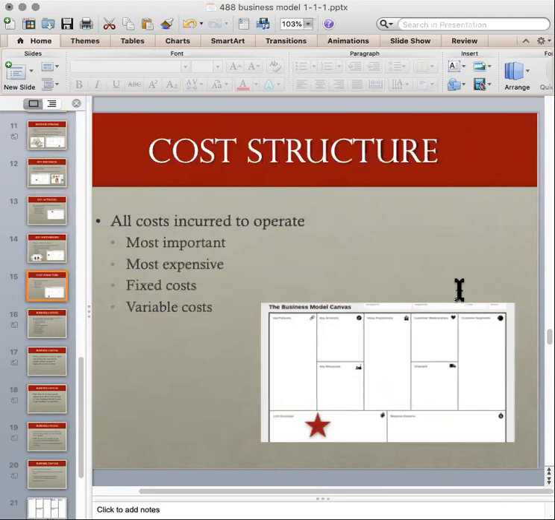The cost structure describes all costs incurred to operate a business model. Creating and delivering value, maintaining customer relationships, and generating revenue all incur costs. Such costs can be calculated relatively easily after defining the key resources, key activities, and key partnerships. Some business models are more cost-driven than others. That's up for you to decide. Just make sure you're considering the most important, most expensive, fixed, and variable costs that go into your business.